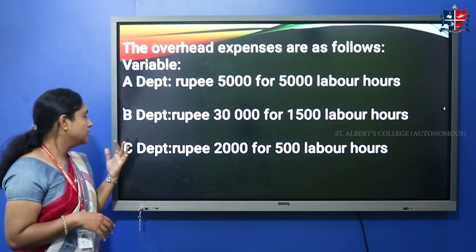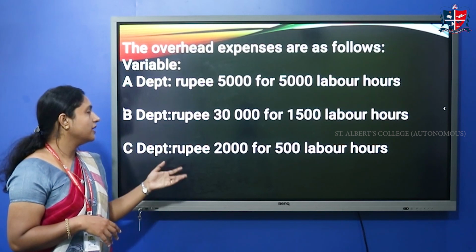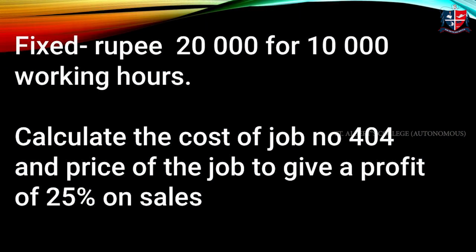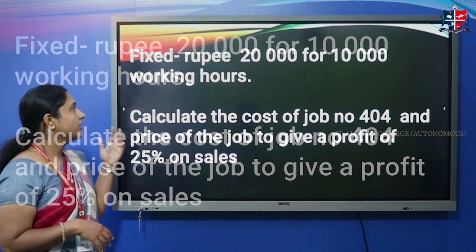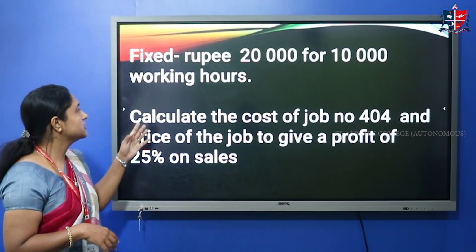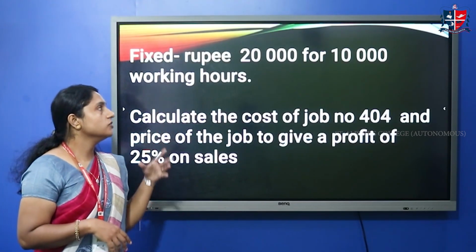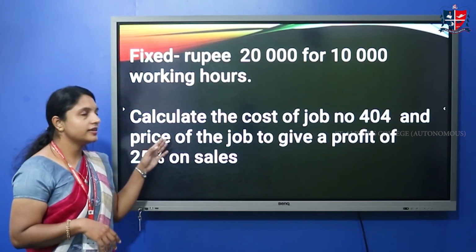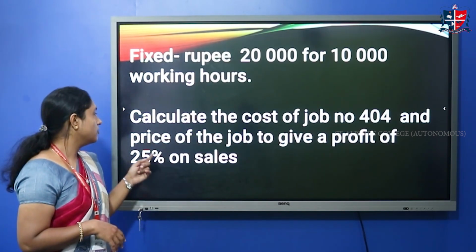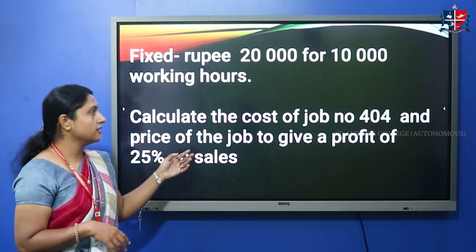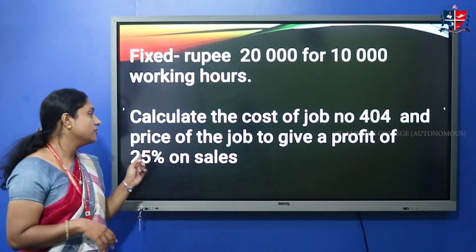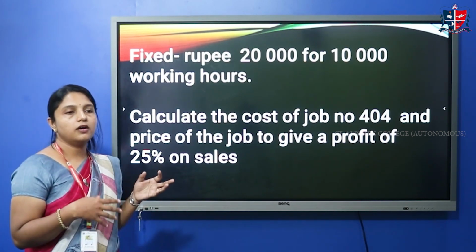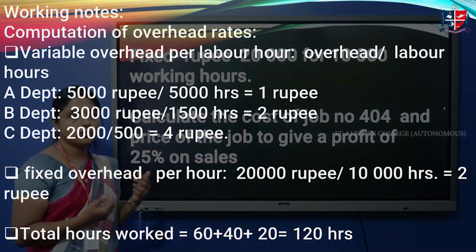And same as in C department, that is rupees 2,000 for 500 labor hours. Then the fixed cost is also covered, that is rupees 20,000 for 10,000 working hours. Then we have to calculate the cost of job number 404 and the price of the job, and to give a profit of 25% on sales. This is the question related to job costing.